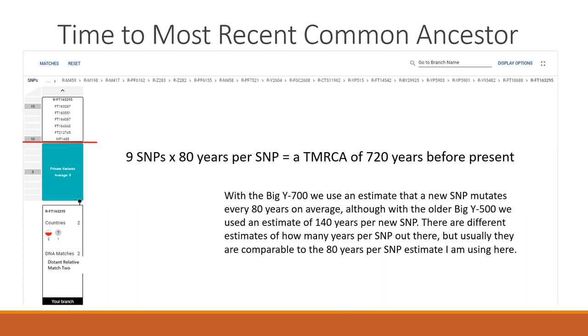Usually they're comparable to the 80 years one I'm using here, but in any case, we've got the block flush up against that SNP ruler. We've counted up the 9 SNPs, or in this case private variants, and then we can multiply 9 SNPs times 80 years per SNP equals a time to most recent common ancestor estimate of 720 years before present.